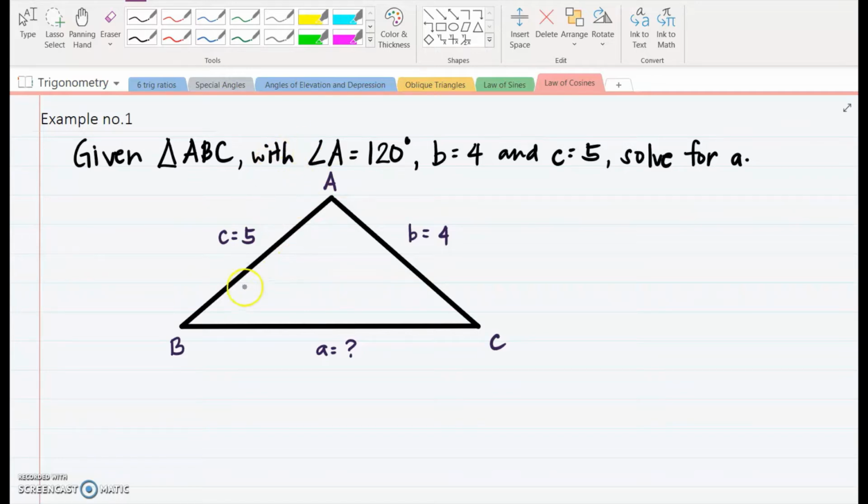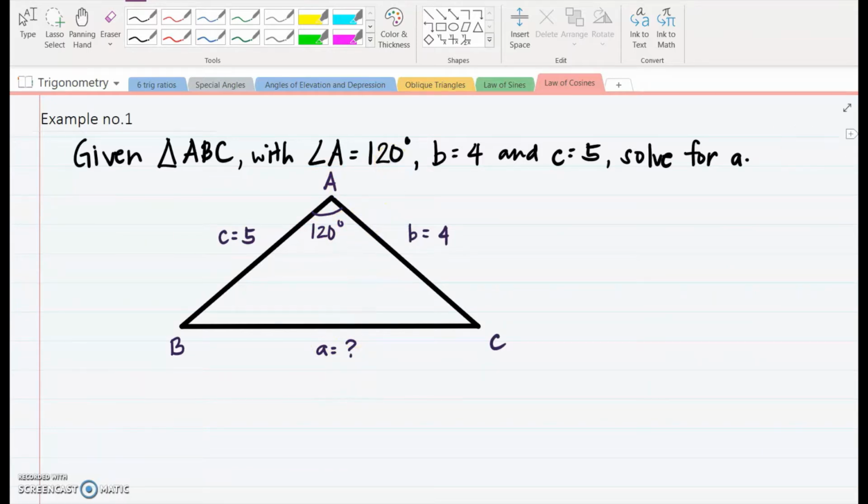So you are given triangle ABC with angle A at 120 degrees. Side b is 4 and side c is 5. So we're going to solve for a. So we're going to use the law of cosines since angle A here is the included angle of the two given sides b and c. Then we're going to solve for the opposite side of angle A, which is side a.